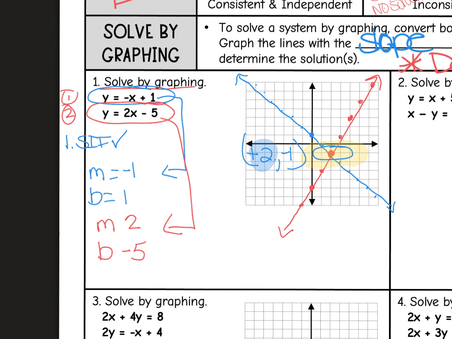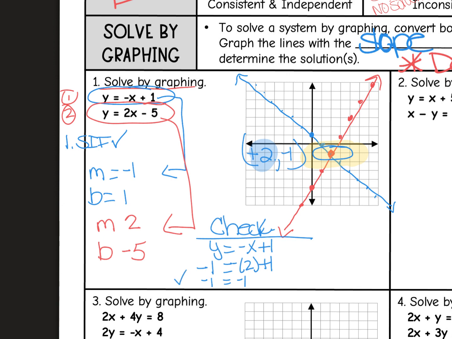Now, how can you check this? Well, take one of your equations, the equation of your line, and check it. Plug in your x and y, see if it makes it true. So I'm going to take my first equation of y equals -x plus 1. So -1 equals -2 plus 1, right? So I have -1 equals -1. Well, that's a true statement.